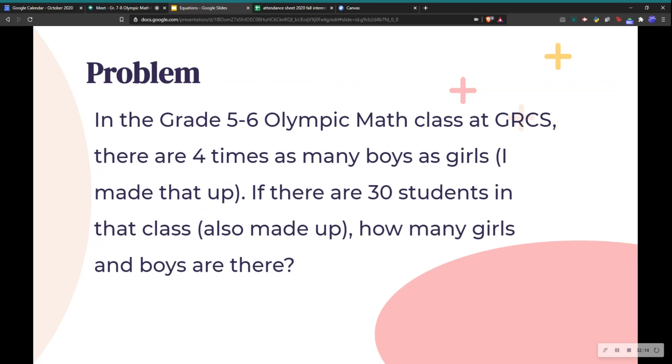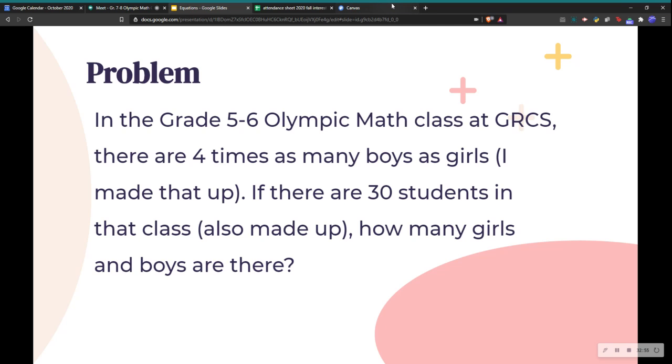Here we're going to look at a problem for a system of equations. So let's say in the grade 5-6 Olympic math class at Grand River High School, there are 4 times as many boys as girls. I just made up that fact just for the question. I don't think that's the actual statistic. So if there are 30 students in the class, I also made that statistic up, how many girls and boys are there?